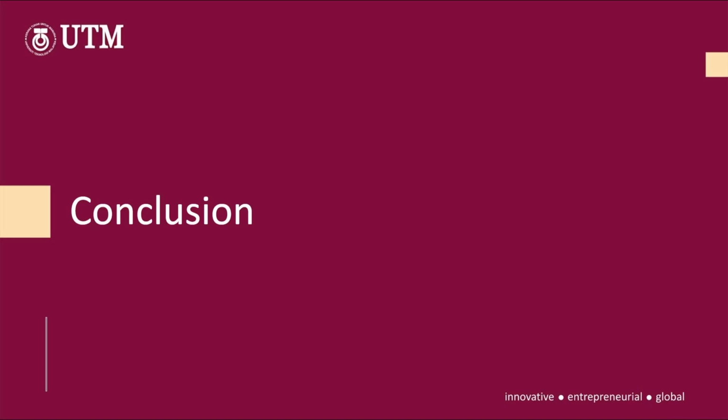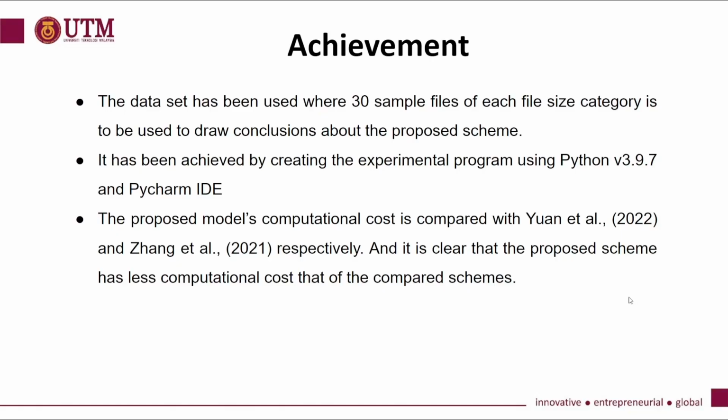Now, finally, the conclusion. Let's first see what achievements have been made. The dataset used 30 samples of data for each file size category to draw conclusions about the proposed scheme. The algebraic signature experimental program has been achieved by creating the experimental program using Python version 3.9.7 and PyCharm. The proposed model's computational cost is compared with Yan and Zheng respectively, and it is clear that the proposed scheme has less computational cost compared to them.